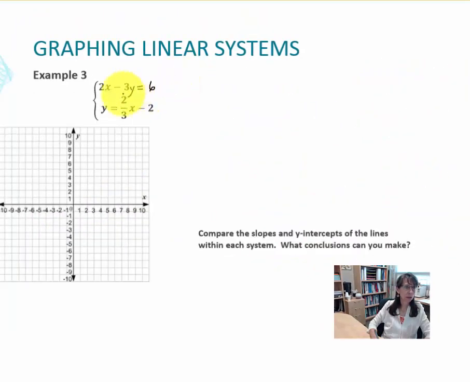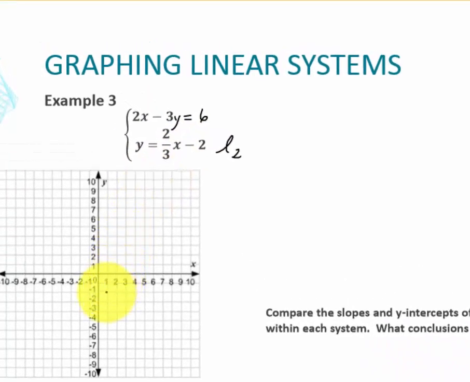All right, in this next example, we have 2x minus 3y equals 6 and y equals 2/3 x minus 2. Now you may notice that this second line already is in the slope-intercept form. So we might as well go ahead and just graph this to start with. Y-intercept is negative 2, and from there we can see that the slope is 2/3. So we're going to rise 2 and run 3. And we'll draw that line.